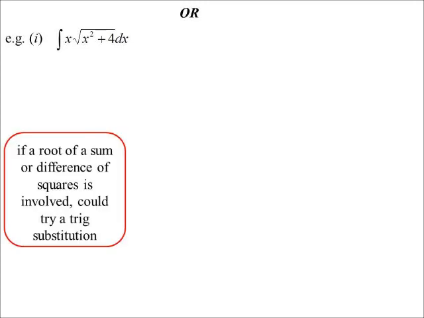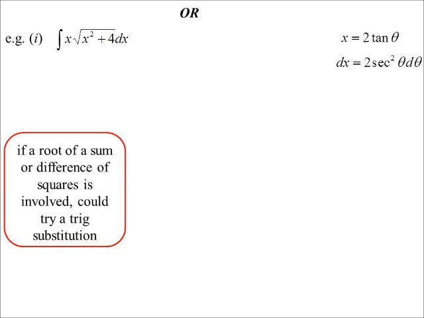Okay, another way of approaching that. See, if a root of a sum or a difference of squares is involved, you could try a trig substitution, because trig allows you, when you've got a sum or a difference of two squares, to turn two terms into one term via a trig identity. Now, I'm not suggesting this is the way I would do this. I'm just showing you it would work. So I'm going to say, well, if I make x equal to 2 tan theta, then dx would be 2 sec squared theta d theta.